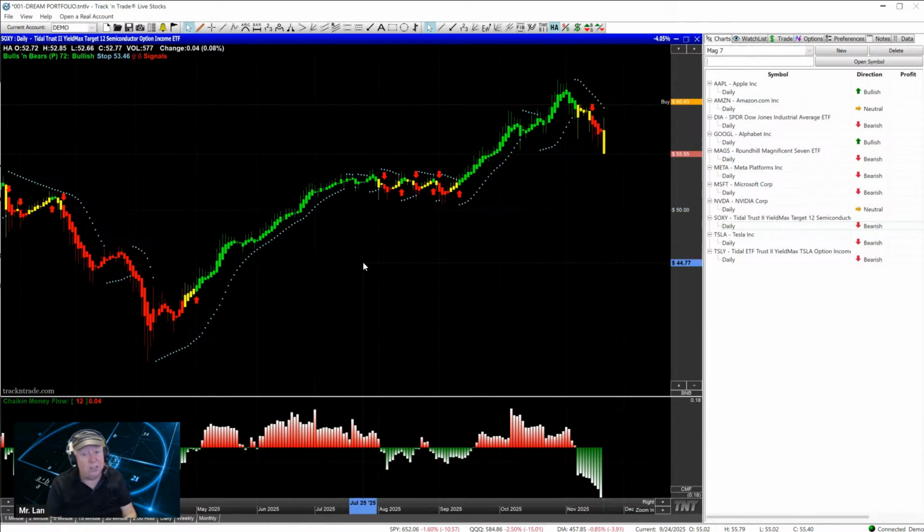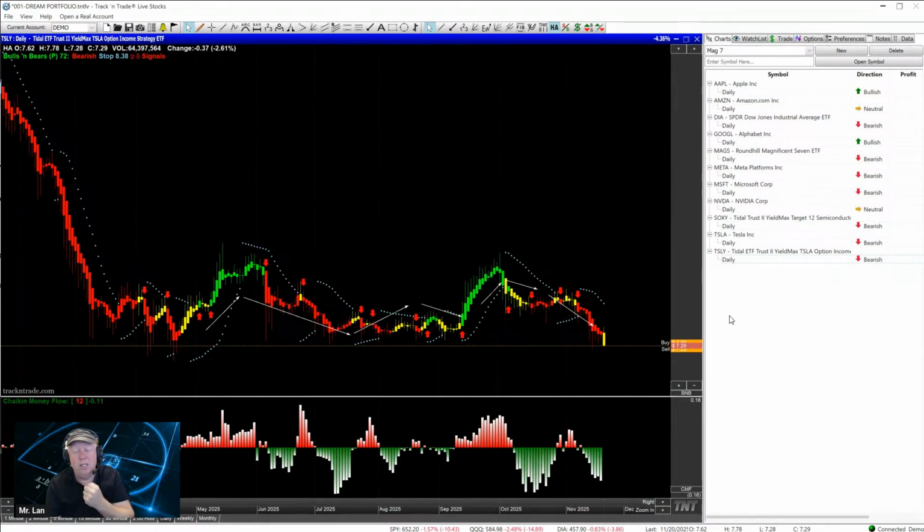But remember, SOXE is one of the target 12. So SOXE in particular is a target 12, meaning that they're not taking all the money out like they do with a single stock. Like in single stock futures TSLY, they take out every single penny that they possibly can and give it to you as a distribution. That's why it never does have much movement.